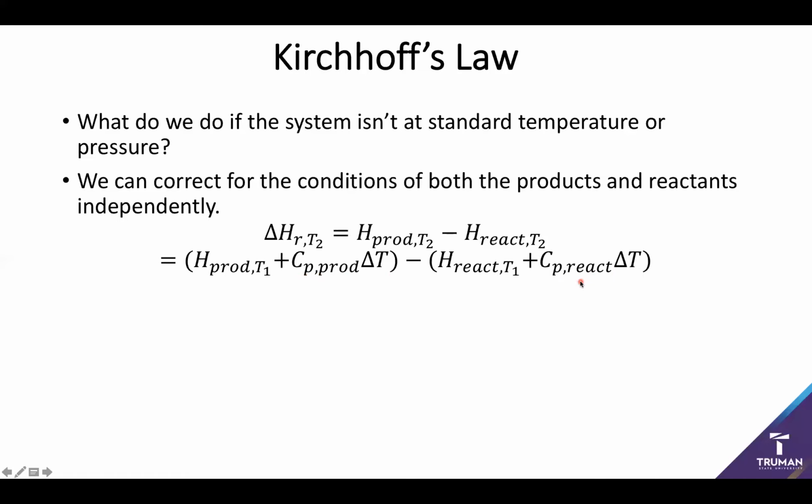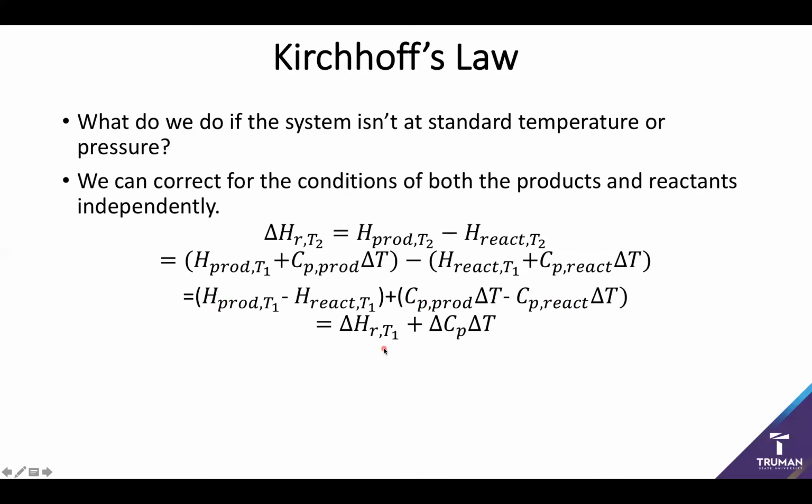And then we can play a little bit of shuffle with terms. We can first collect my differences in enthalpies up front, and then our differences in heat capacities out back. Again, what we're going to see is enthalpy of products minus reactants and heat capacities of products minus reactants, where I can then factor out my change in temperature. And this reduces down to a fairly simple equation: my enthalpy of reaction at my new temperature is just the enthalpy of reaction at my old temperature plus the difference in the heat capacities of my products minus reactants times the difference in temperature.